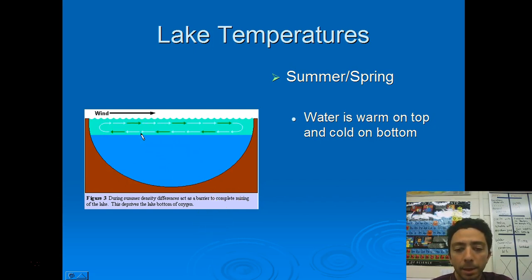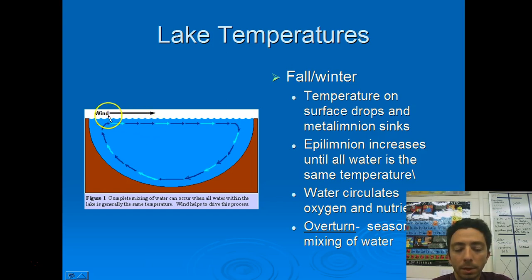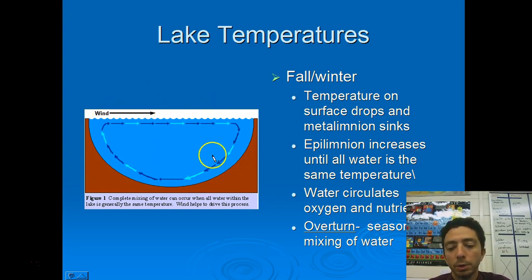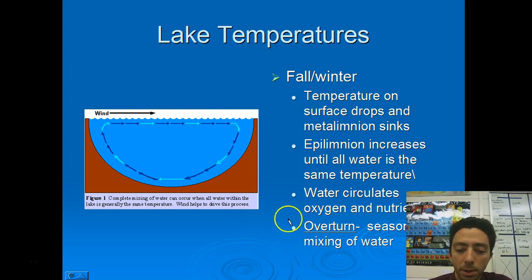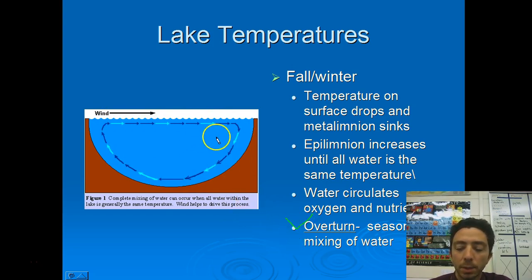And that's the summertime. When winter comes along, because it's not a significant change in temperature throughout, that wind is going to drive kind of that big conveyor belt, and it's going to draw nutrients up from the bottom. And this is called overturn. Seasonally, we mix the water.